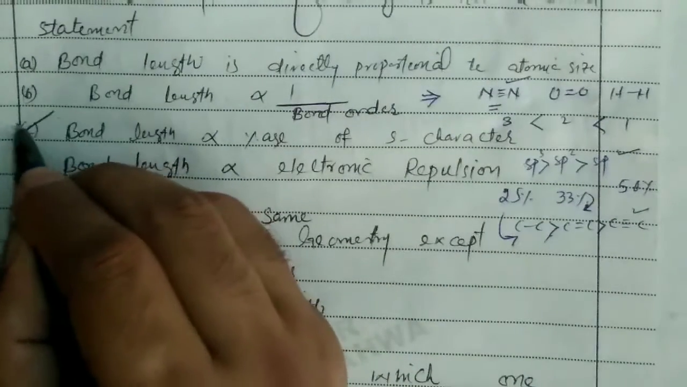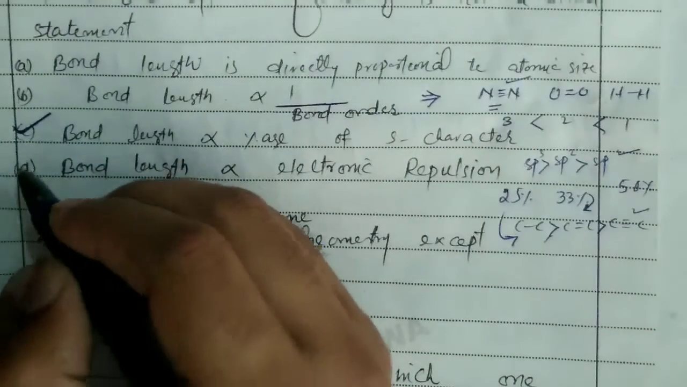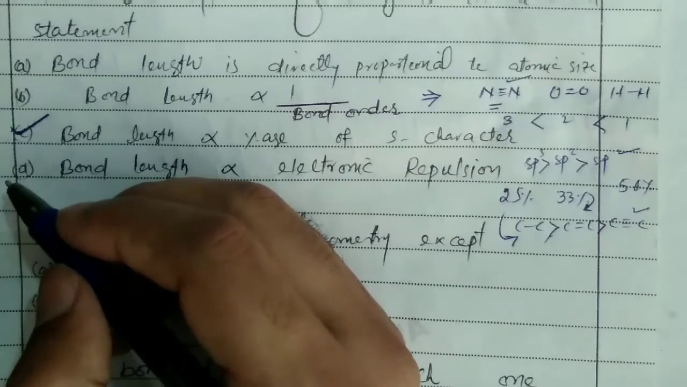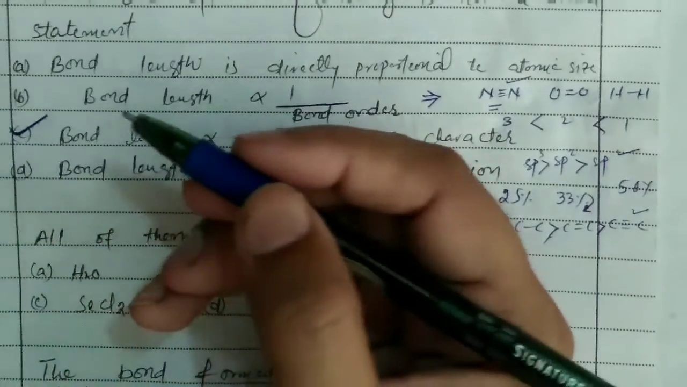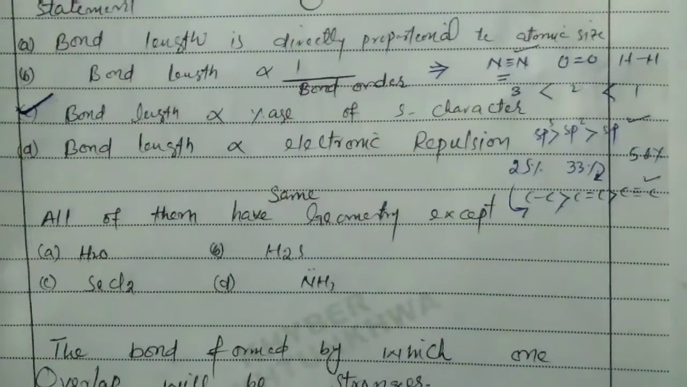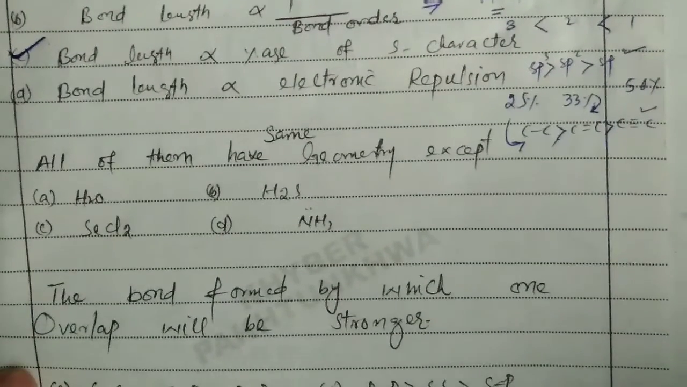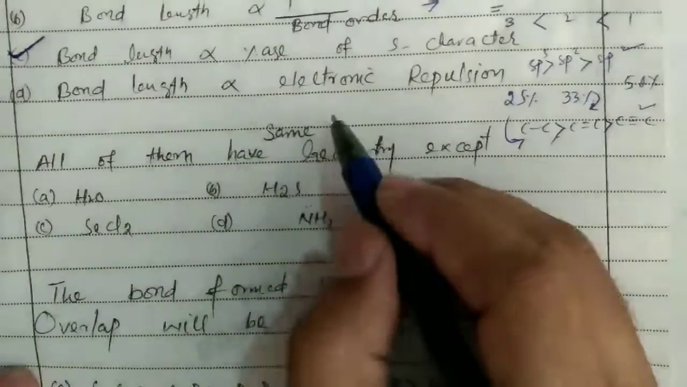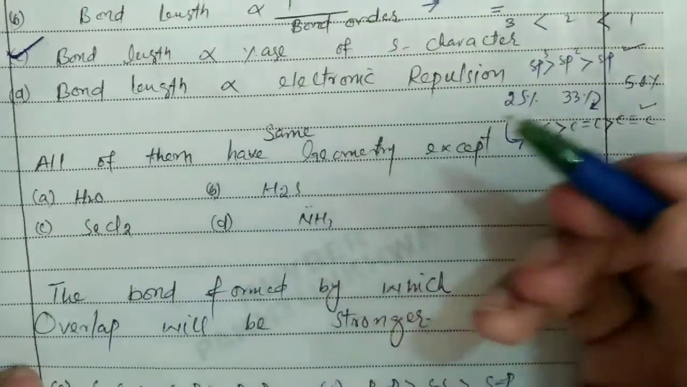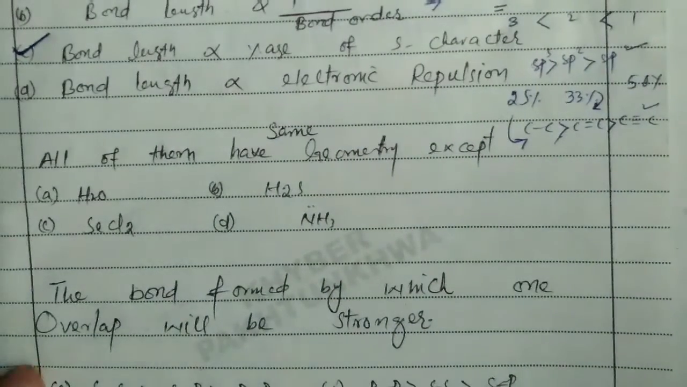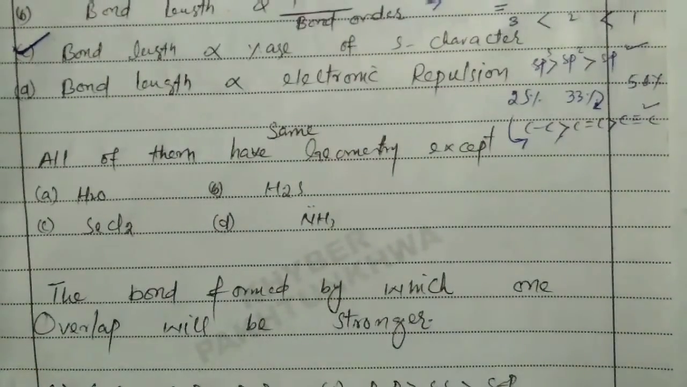So this one is the option. This one is the correct answer. The statement is not correct. The correct option is this, because they are asking for the incorrect option. D, bond length is directly proportional to electronic repulsion. Yes, the greater the electronic repulsion, the greater will be the bond length.